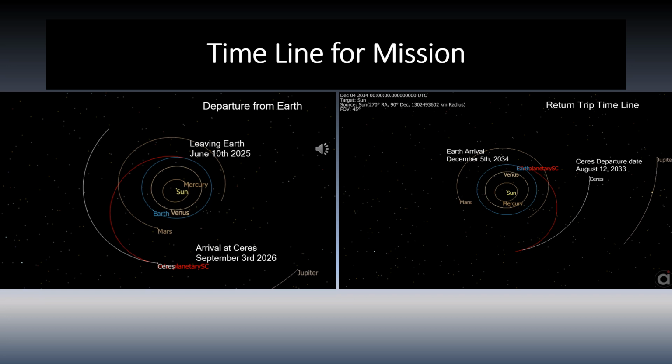The timeline for the overall mission includes Earth departure June 10, 2025, with arrival at Ceres September 3, 2026, and a departure date from Ceres August 12, 2033, and Earth arrival December 5, 2034.